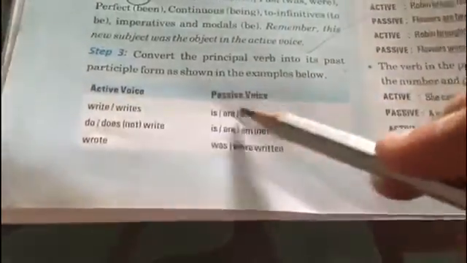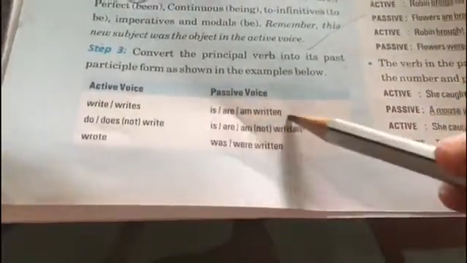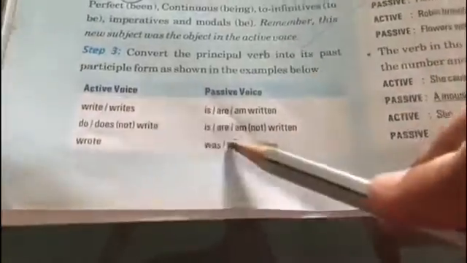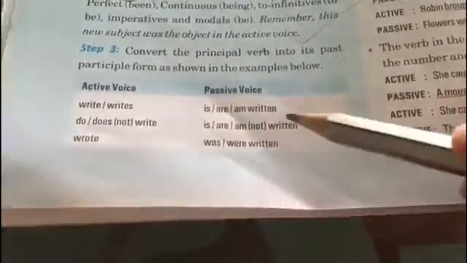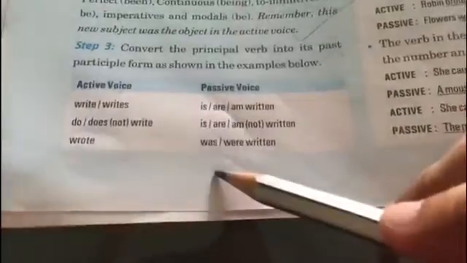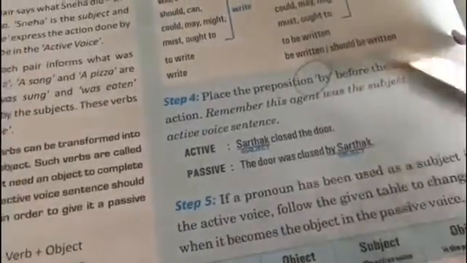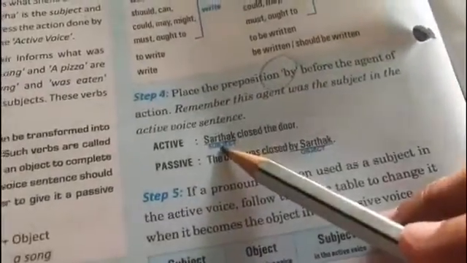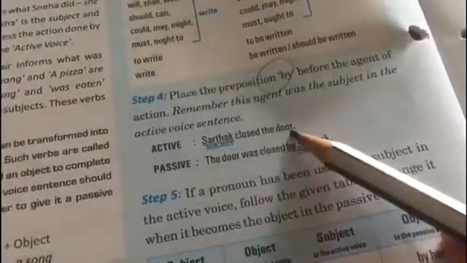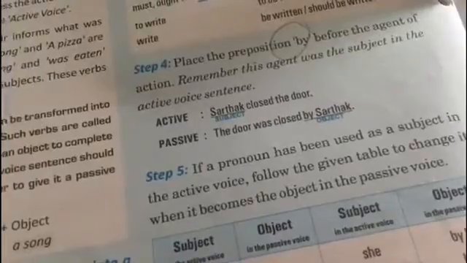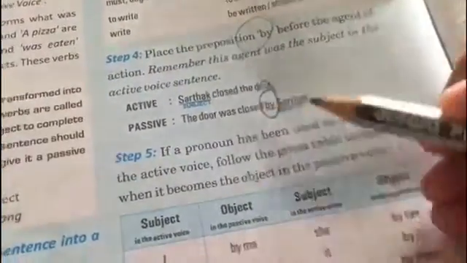Step 3 is convert the principal verb into its past participle form as shown in the example below. So active voice: write, writes. In passive voice: is, am, are written. Do, does not write becomes is, are, am not written. Wrote becomes was, were written. Step 4, place the preposition by before the agent of the action. See, Sarthak closed the door. Here Sarthak is the subject. Next is the door was closed by Sarthak.